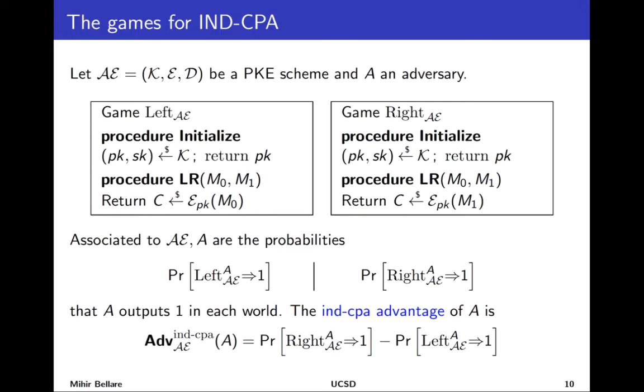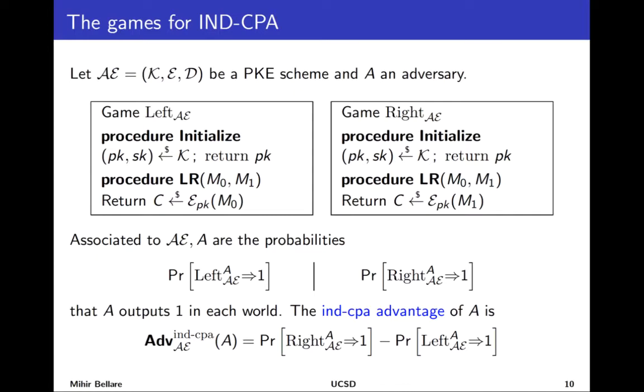Okay, so now the adversary goes to this left or right oracle and makes queries. It can ask whatever messages it wants, it can do so adaptively, and then it eventually decides, okay, I think I know whether you're encrypting the left or the right message. I think I know which game I'm playing. It will output a 1 to indicate I think I'm in the right world, and a 0 to indicate I think I'm in the left world.